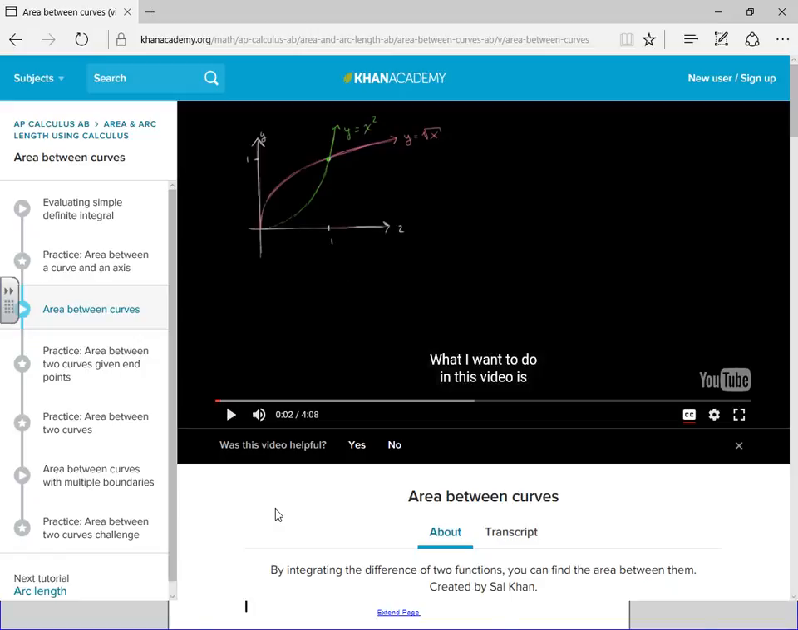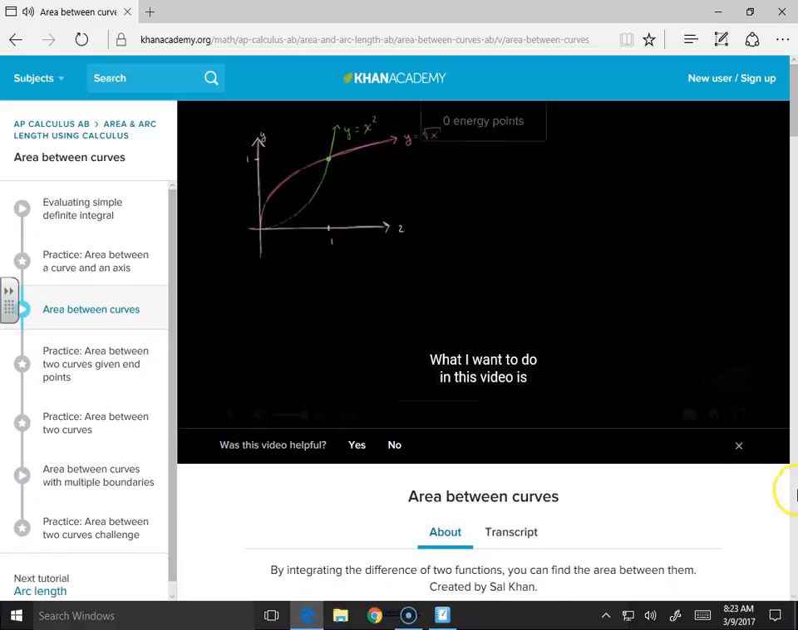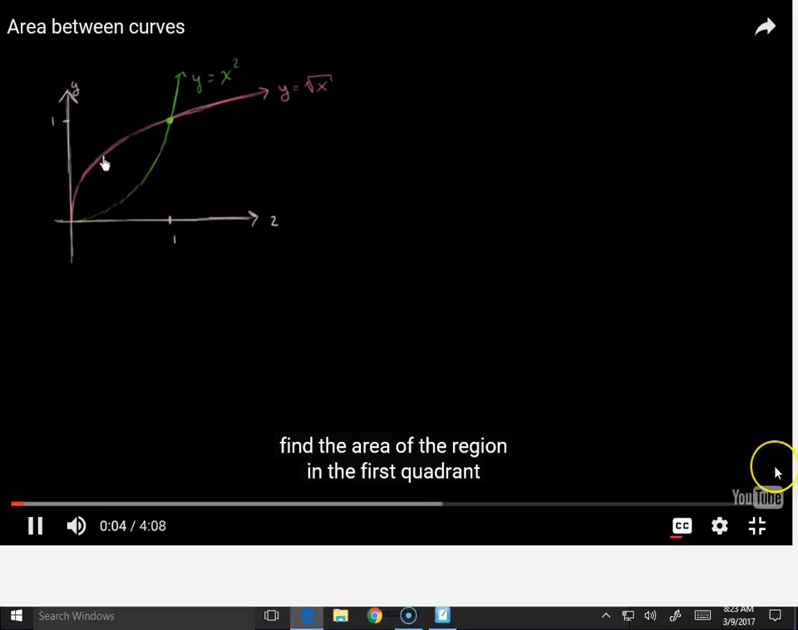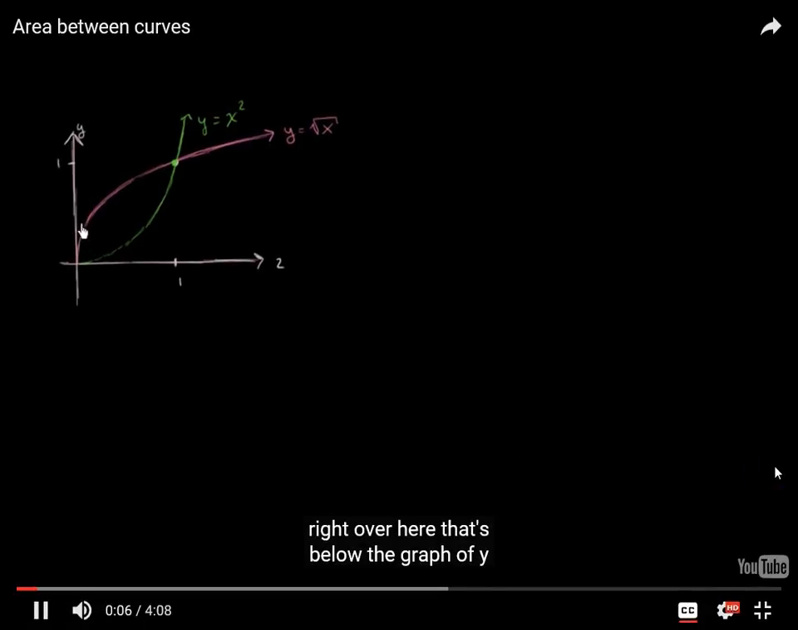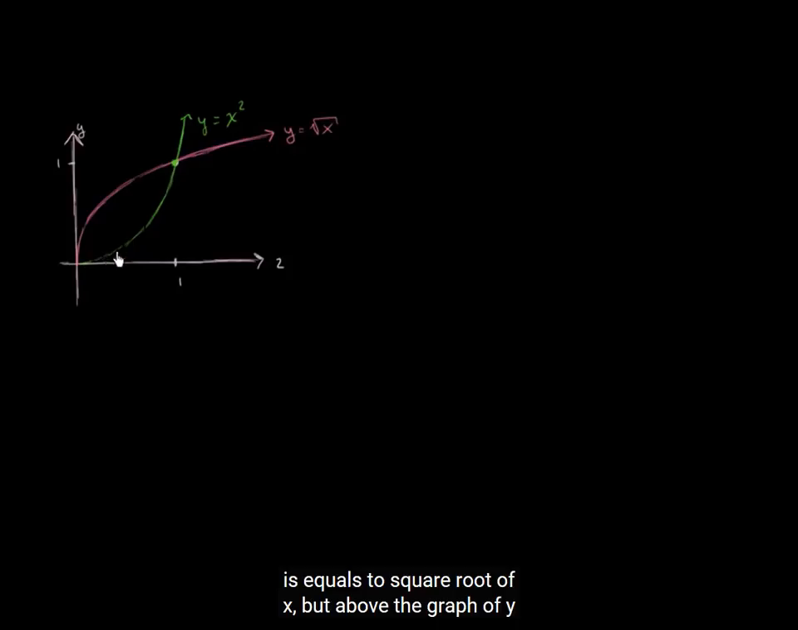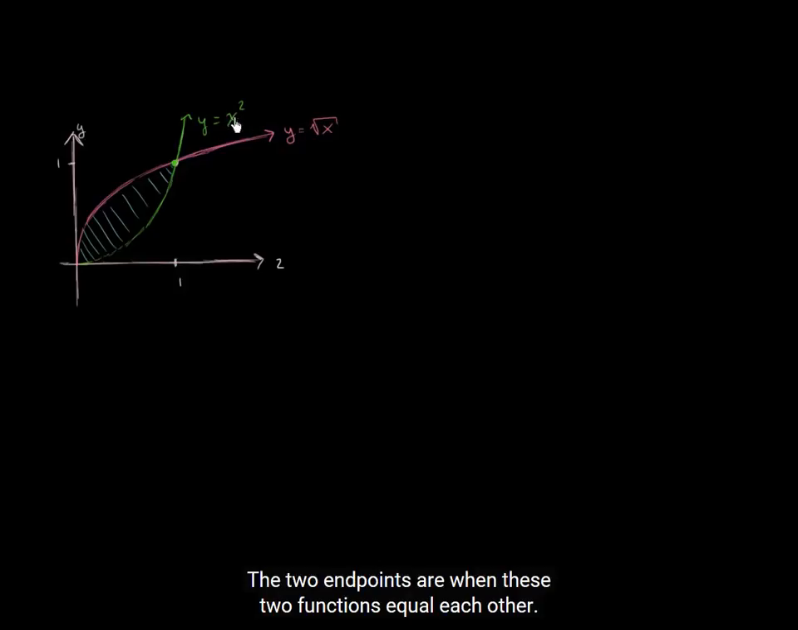All right, here we go. Find the area of the region in the first quadrant below the graph of y equals square root of x, but above the graph of y equals x squared. So we're talking about this region right over here. And we know what the two endpoints are. The two endpoints are when these two functions equal each other. So x squared is equal to square root of x at x is equal to 0, and at x is equal to 1.